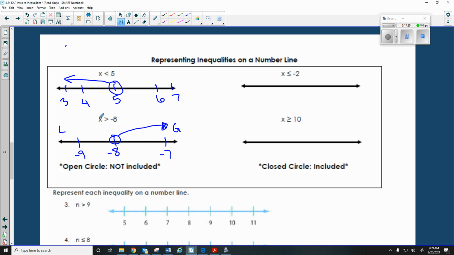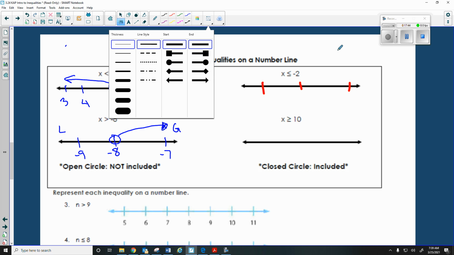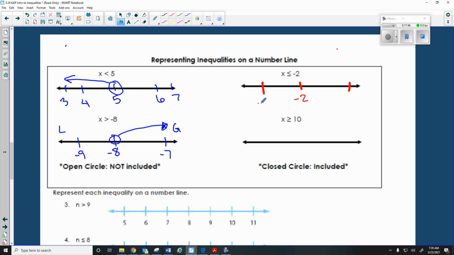So 0 is greater than -8. 100 is greater than -8. So that's all the numbers this way. Okay, so that was the less than and the greater than. These have the lines. So let's see how that's going to change my graph. Okay, put one on each side. Oops, I didn't make my small. So -2, -3, 1 on each side.